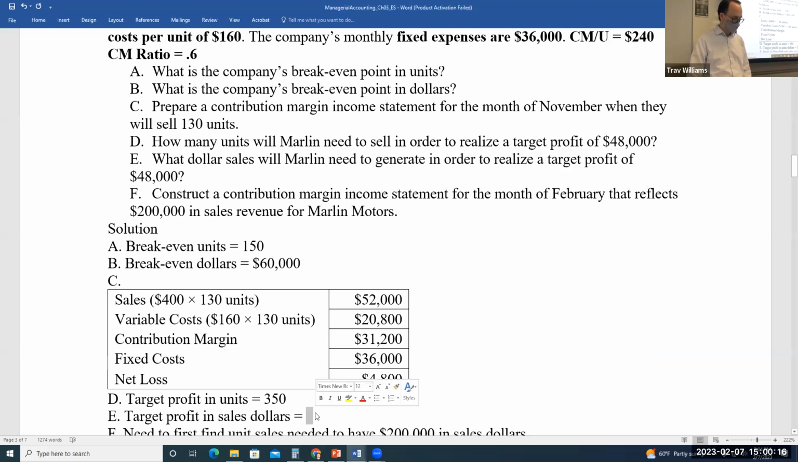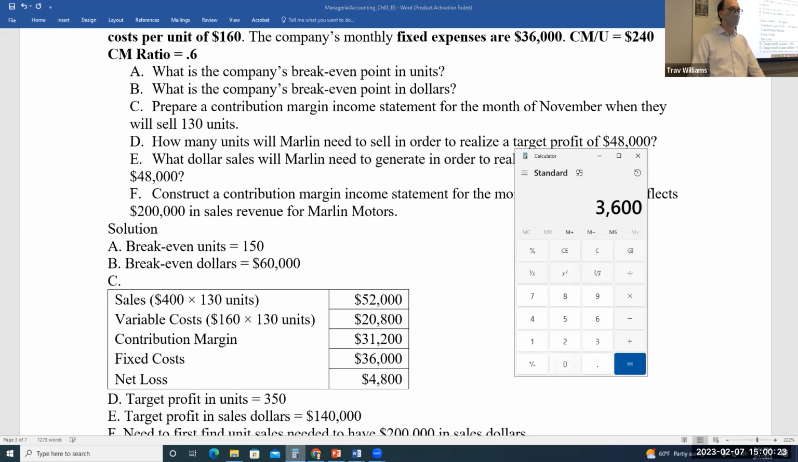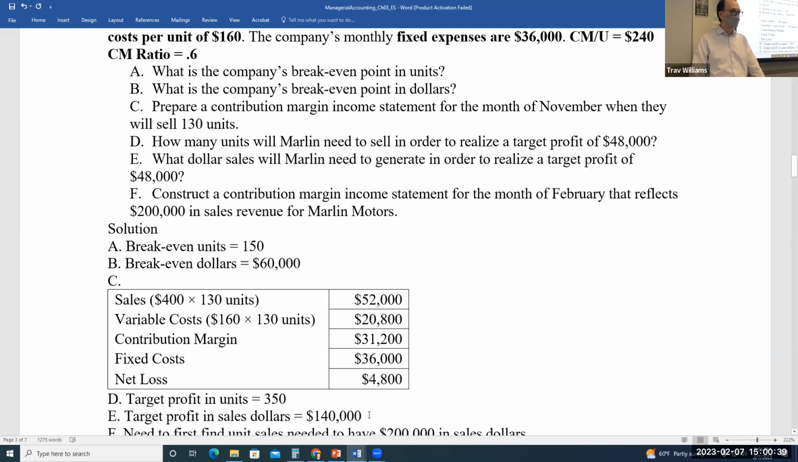140,000. Or we could take our fixed costs plus our desired profit, divide it by what? The 0.6 contribution margin ratio. And we also get 140,000. Okay. F, we make a contribution margin income statement with $200,000 in sales revenue.